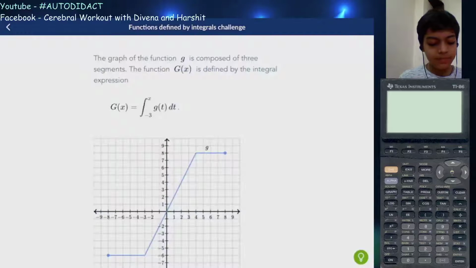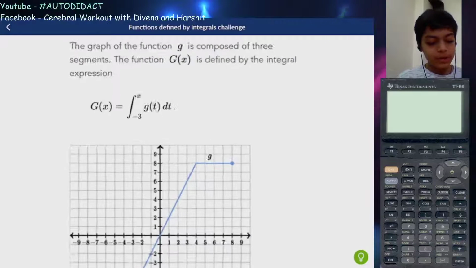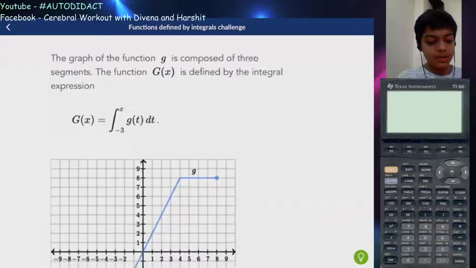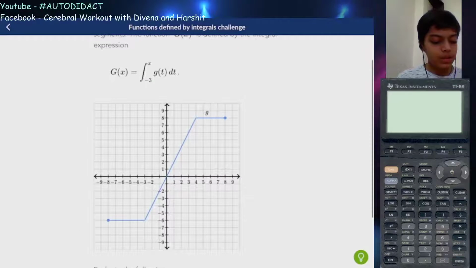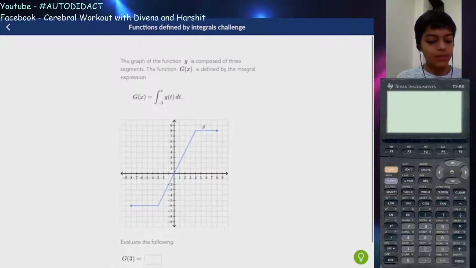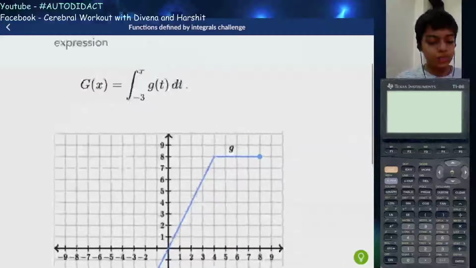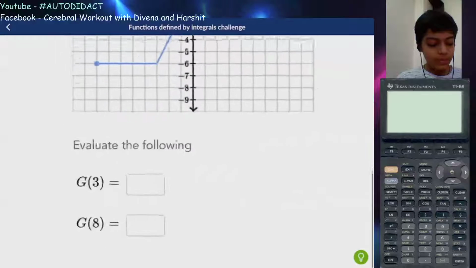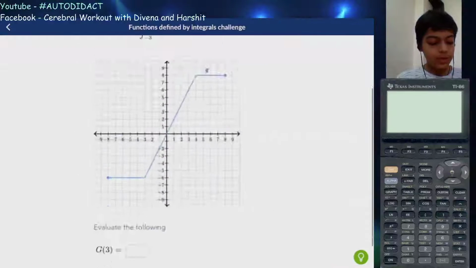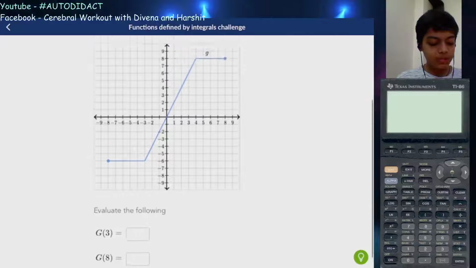So let's start. The graph of function g is composed of three segments. Function capital G of x is defined by the integral expression G of x equals the integral from -3 to x of g of t dt, and evaluate the following: capital G of 3 and capital G of 8.